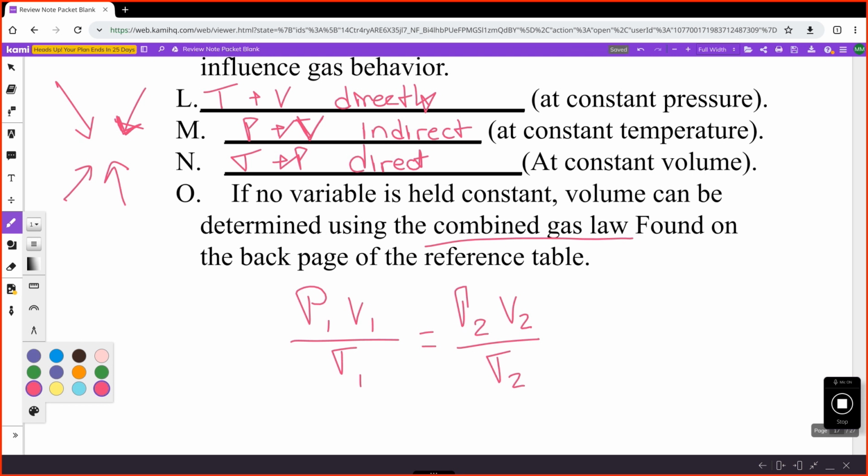So I hope that gave you a nice little overview on gases and intermolecular forces. I think we went a little bit more in depth on this one than we normally do, but that only benefits you.